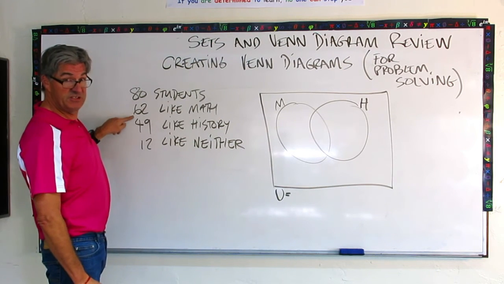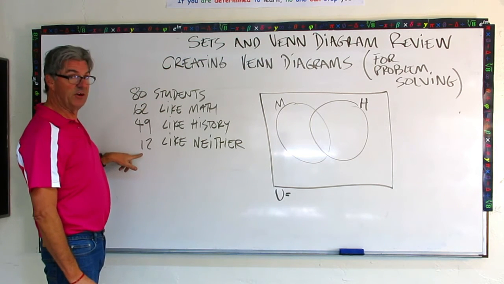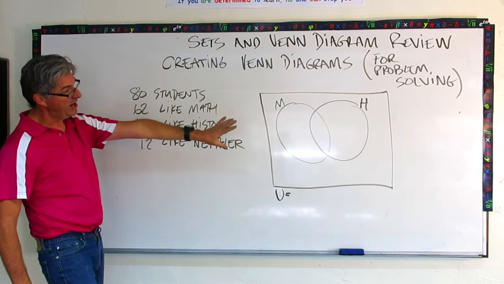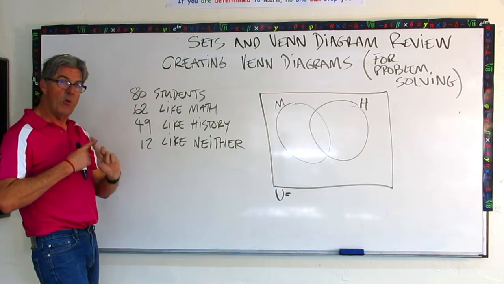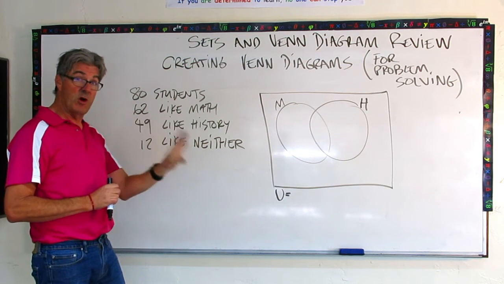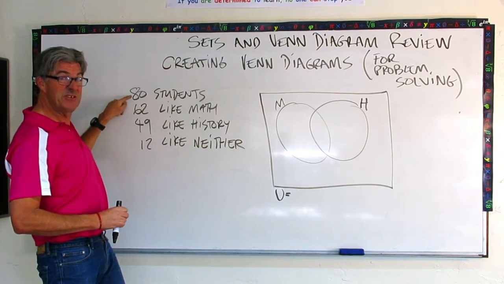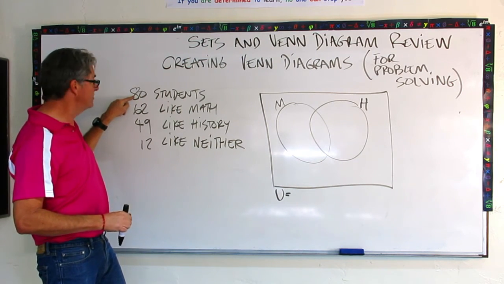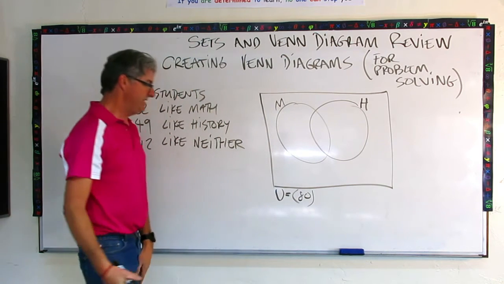80 students, 62 like math, 49 like history, and 12 like neither. So what we have to do is get the correct numbers into the Venn diagram. So your entry is always look at all these numbers and figure out which ones you can throw on the Venn without doing any calculations. So first off, 80 students total. That's our universal set. So we put this here, U is just 80.